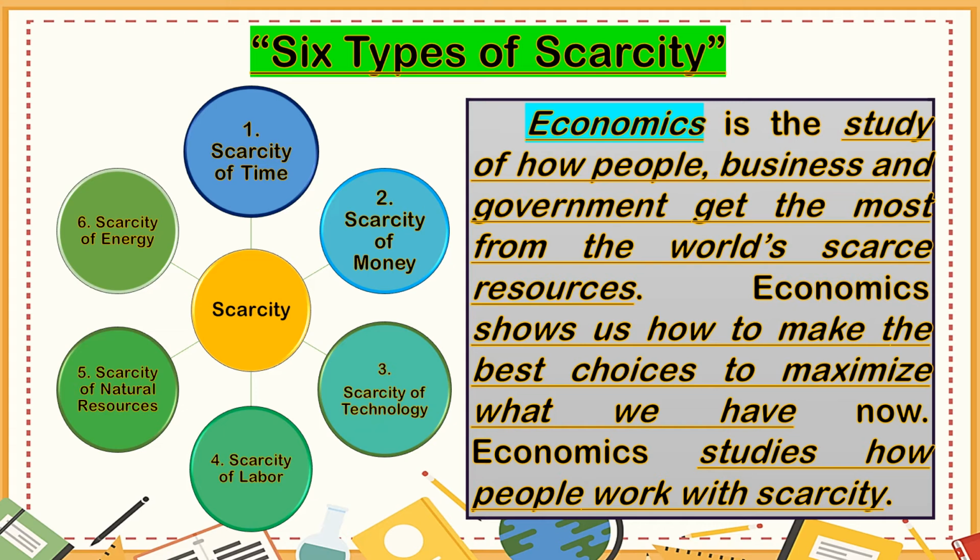It also studies how people work with scarcity. Not all of us are rich, so we have to make ends meet. How? By spending only the money that we have. So these are the 6 types of scarcity: time, money, technology, labor, resources, and energy.